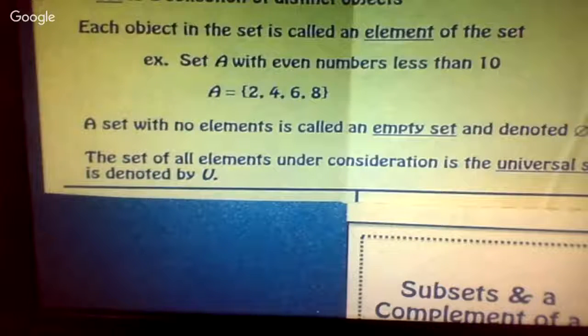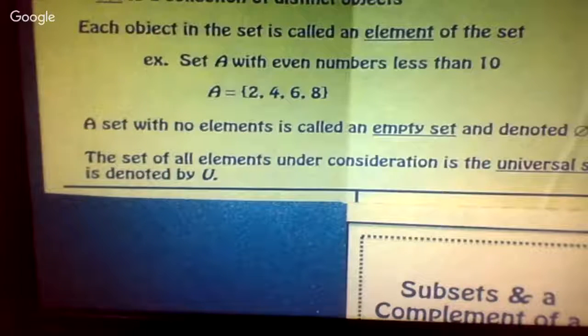So, they gave you an example. Set A is the even numbers that are less than 10. Well, my even numbers are 2, 4, 6, and 8. They go by 2. So that is your set: 2, 4, 6, and 8. That fulfills the even numbers less than 10. Each one of those is considered an element. 2 is an element. 4 is an element. 6 is an element.